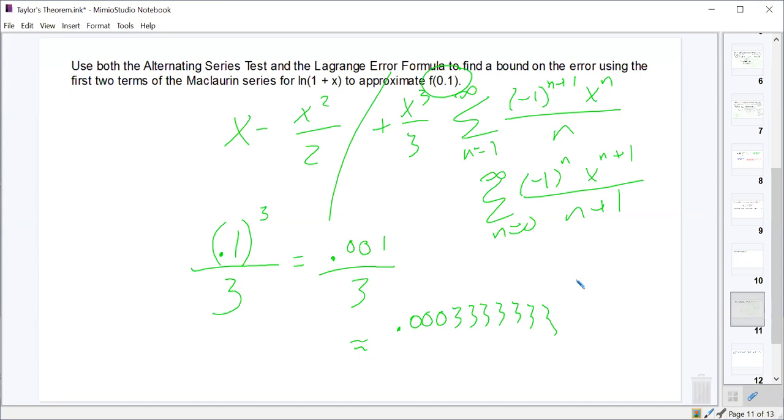Or 1 over 3 times. Sure. That's fine too. Everybody good with that? Sure, any of those numbers will be fine. All right. Now, what about using the Lagrange error bound?